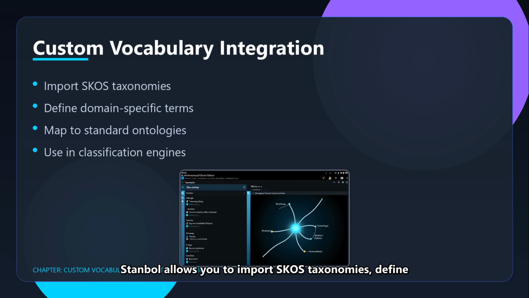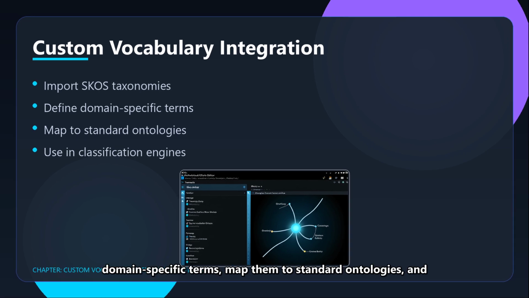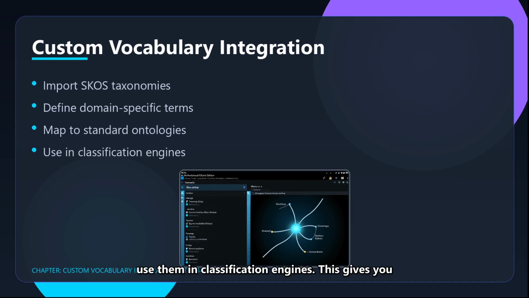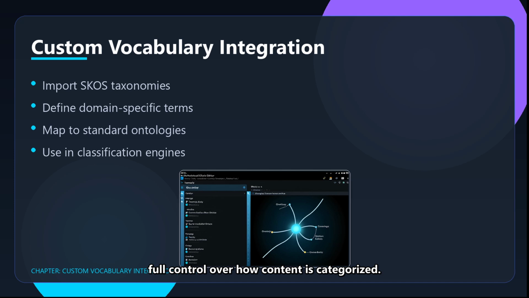Stanbol allows you to import SKOS taxonomies, define domain-specific terms, map them to standard ontologies, and use them in classification engines. This gives you full control over how content is categorized.